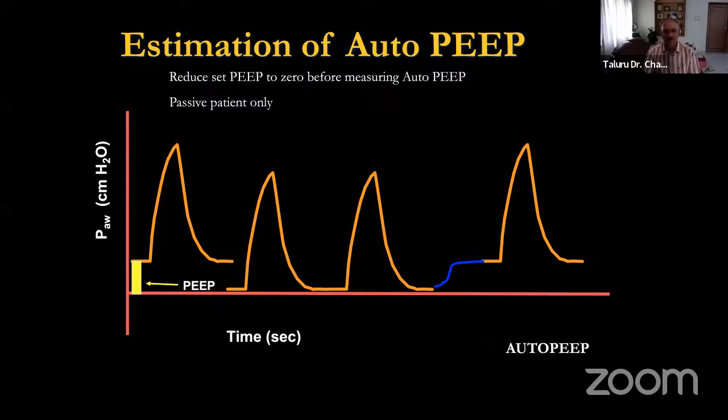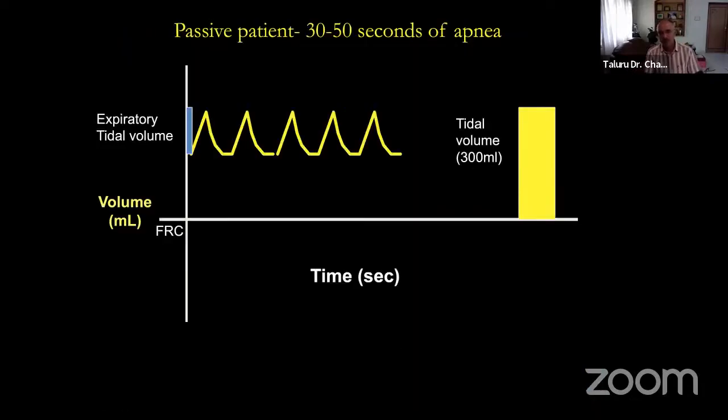We'll just remember like this, for estimating the auto PEEP in volume controlled ventilation, first thing is make the set PEEP zero. Then put an expiratory hold for 2 to 3 seconds or 4 seconds. The pressure starts rising. This is the amount of auto PEEP. And for the estimated auto PEEP, we give 80% of the estimated auto PEEP as the set PEEP to counteract that, so that triggering happens much faster. And the same thing, volume also can be done.